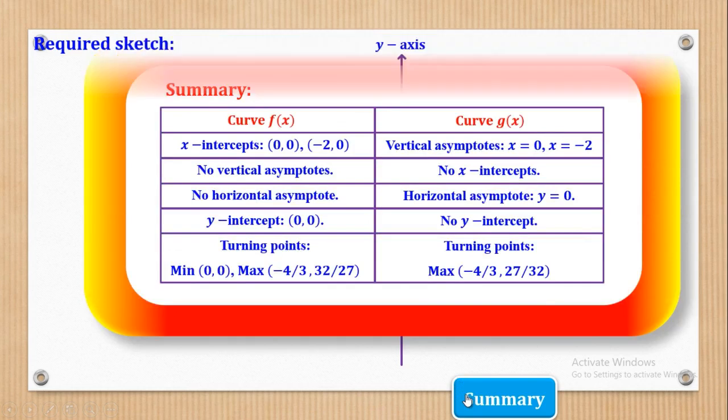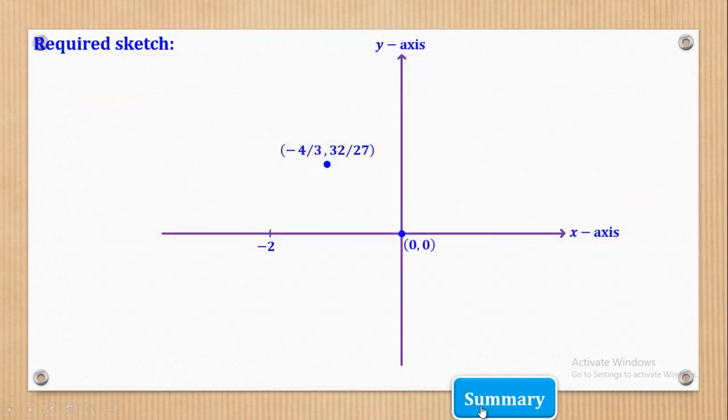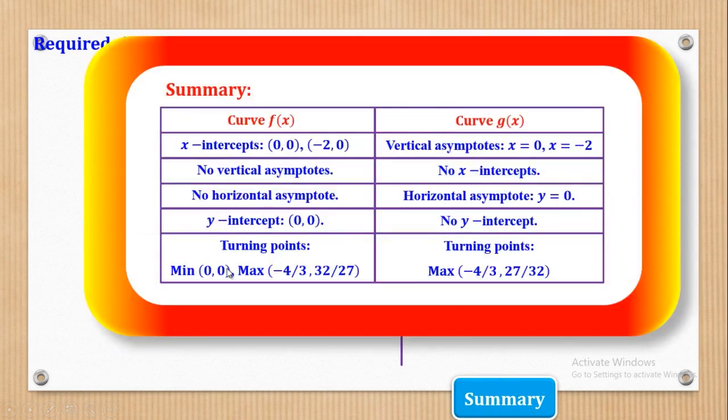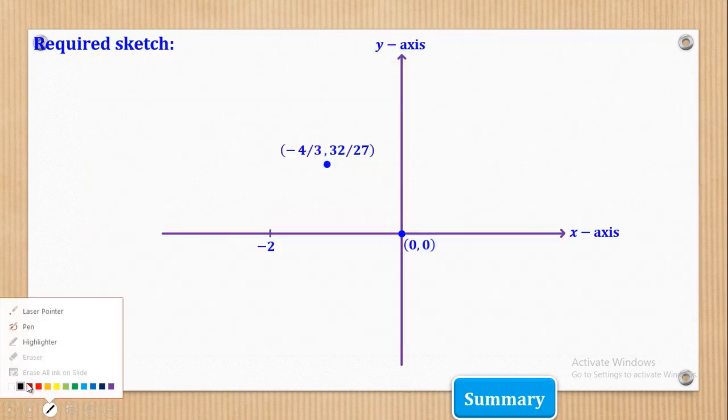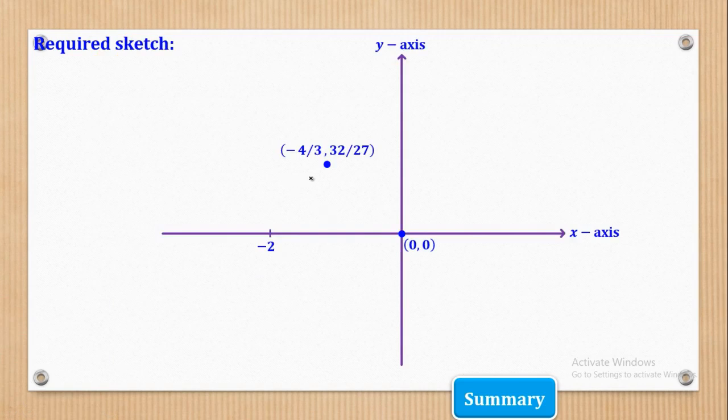The next is to sketch. Now sketching, first of all, this one is the minimum and this one is the maximum. Therefore, the curve will be in this form. So it will be in that form and that form. Therefore, go this side, come here, then cross like that. So let's just sketch that curve.